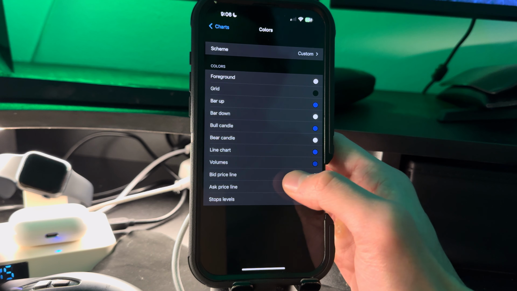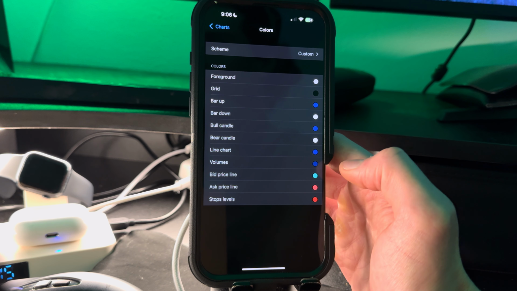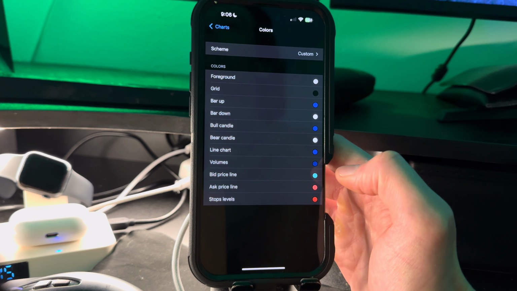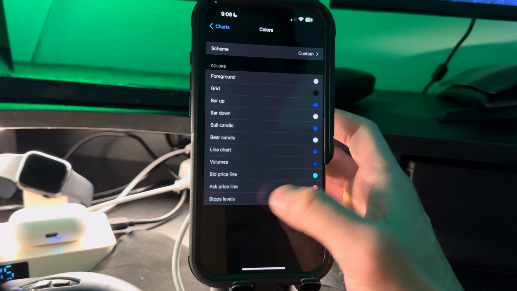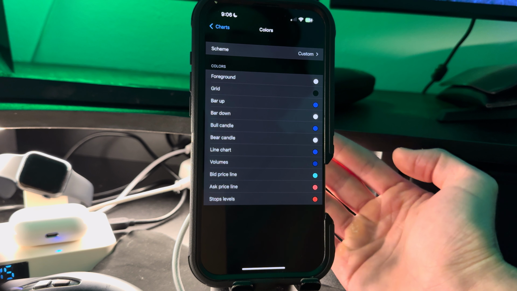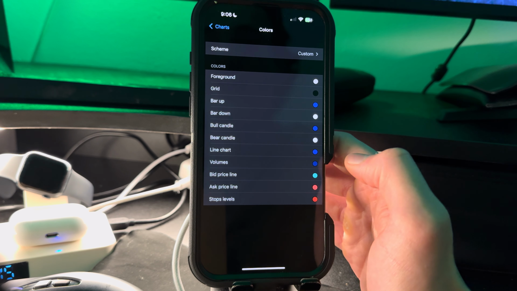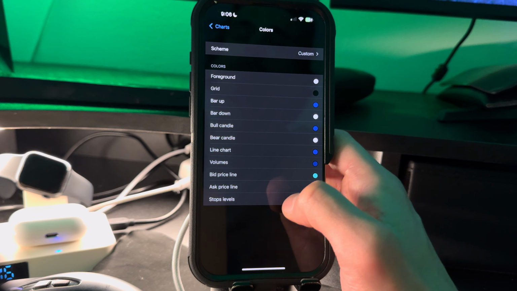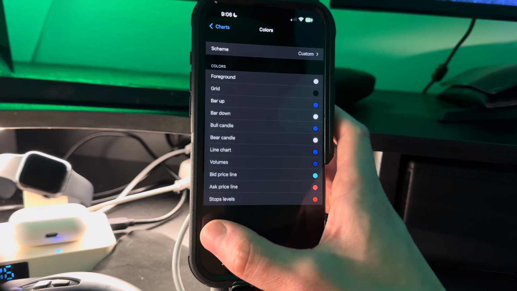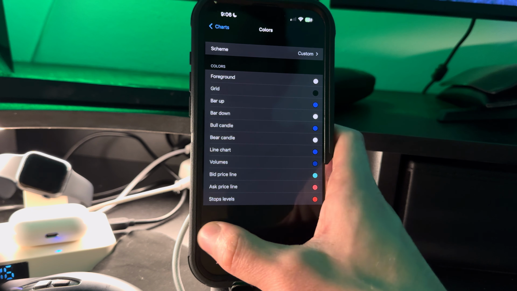Next thing would be bid price and ask price. That's going to be your spread. Again, where you're buying in versus the actual price versus the broker price. So that's important. For me, I have a green and red. I mean, that's just the way I like it. And I like to have the stop levels as red. So the stop loss, take profit, etc., as red. That's just the way I keep it.